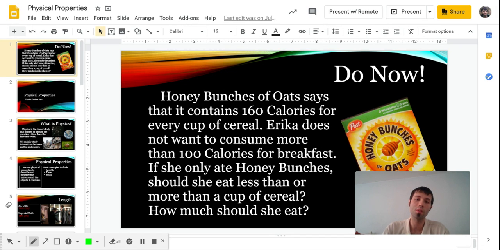We use seconds to measure time, feet to measure length. We're going to talk a lot about that in just a second. So to answer the question of exactly how much cereal she should eat to meet her 100 calorie limit, the answer is 0.625 cups, which I believe is 5/8 of a cup. I can't really show you the math of that right now, but if you want to go through that later, we certainly can. So, like I said, today is all about physical properties.